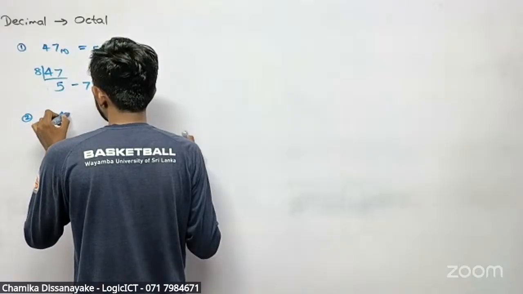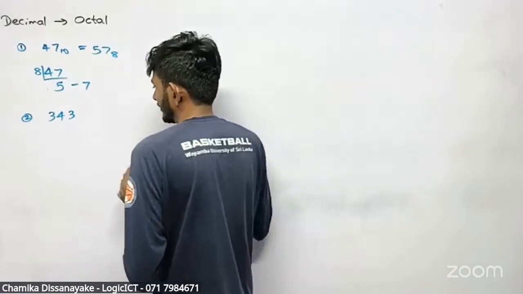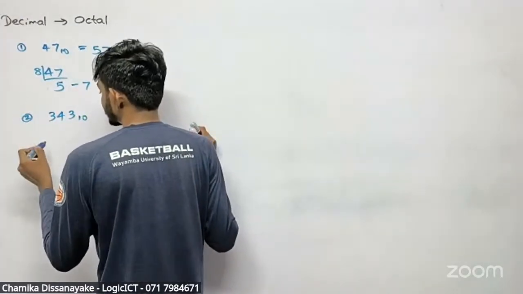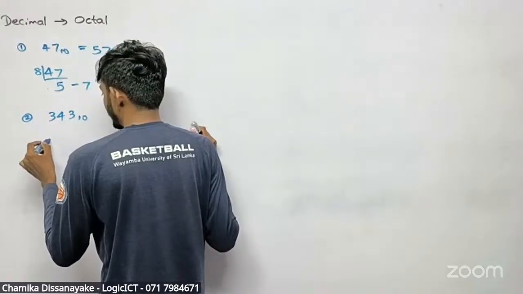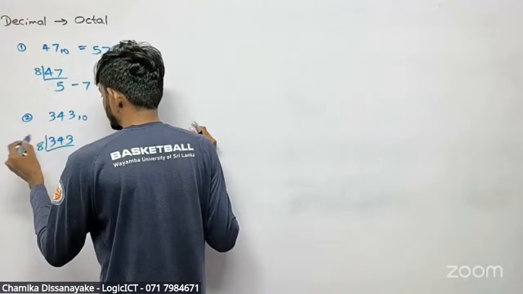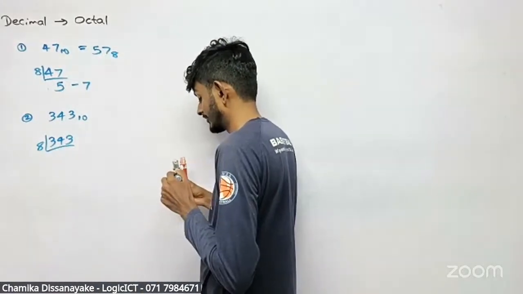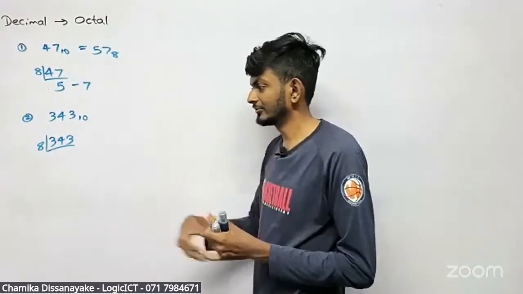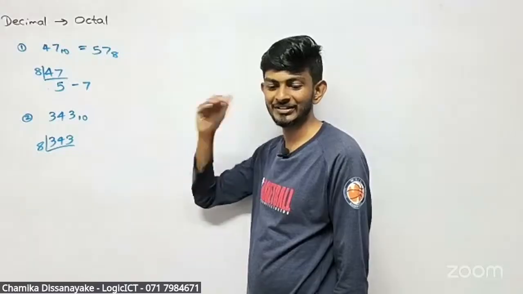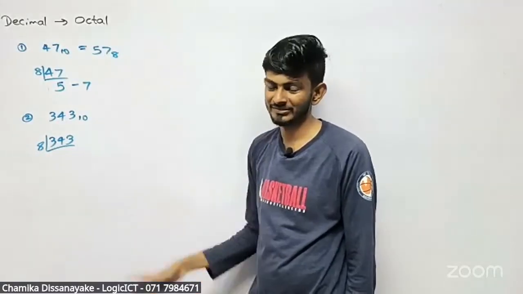343. Okay, 343. This is a 10th base, a decimal. Let's divide this by 8, 343 by 8. Now it is going to a more difficult level, because we have to divide by 8. A little bit difficult.